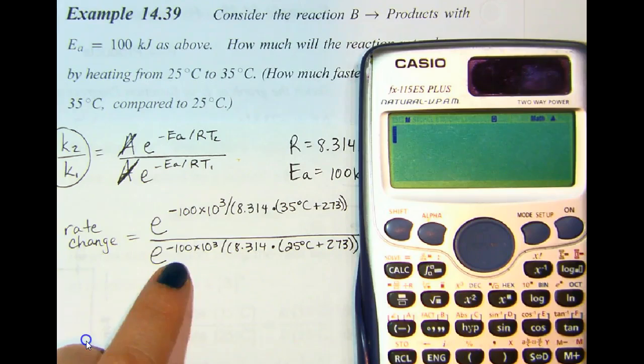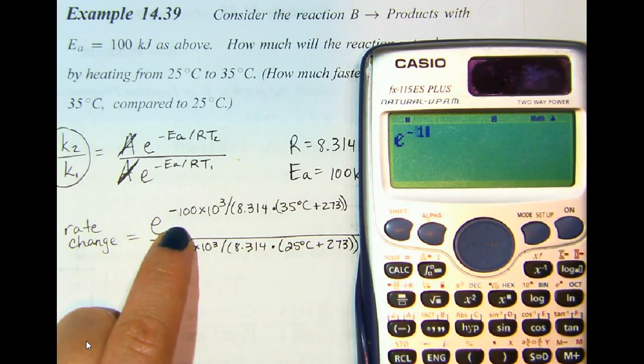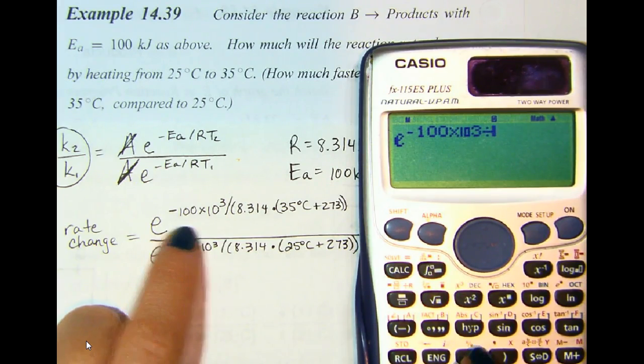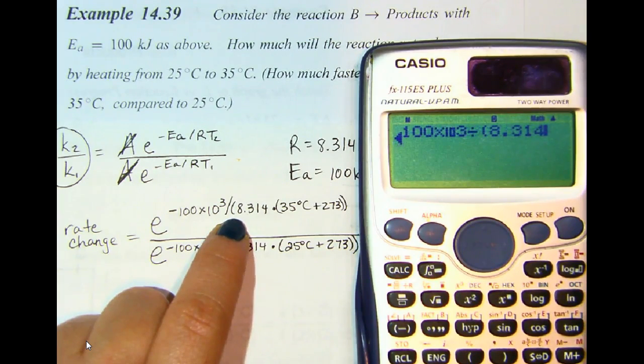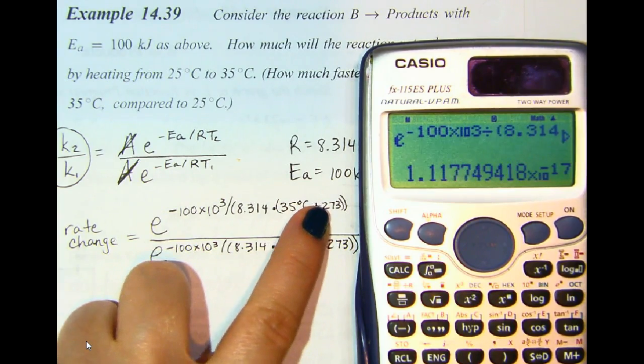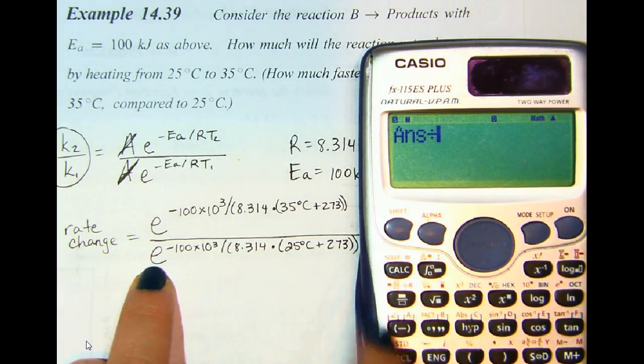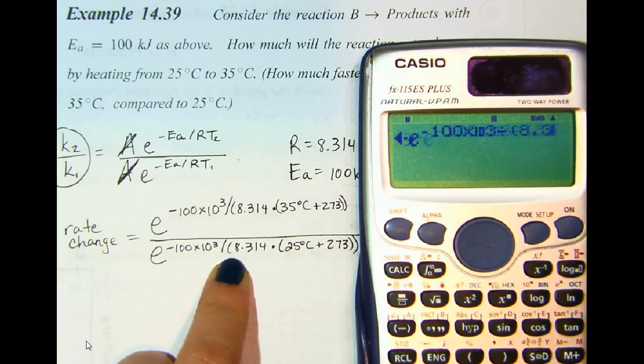Let's get our calculator. To type this in our calculator, we'll hit e to the x, and then type in negative 100 times 10 to the 3 divided by, open parenthesis, 8.314 times, open parenthesis, 35 plus 273.15, close. I'm going to hit equals, and this is the answer of the numerator. Then I'm going to hit divided by, and now we'll enter in what's in the denominator, e to the x, negative 100 times 10 to the 3 divided by, open parenthesis, 8.314 times, open parenthesis, 25 plus 273.15, close.